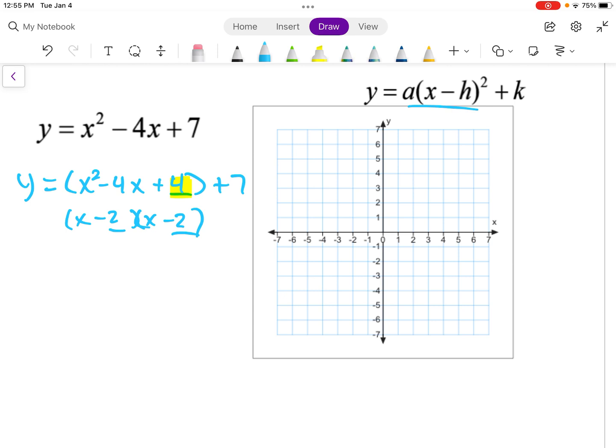Well, as soon as I add that 4, I change the problem, so I have to compensate for that. So if I add 4 on the inside, I'm going to come to the outside and just subtract 4. Okay, all the hard work's done now.